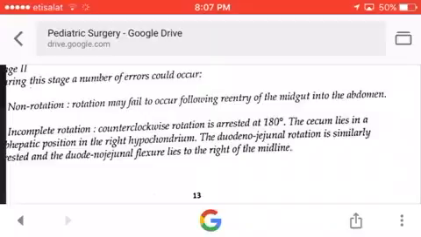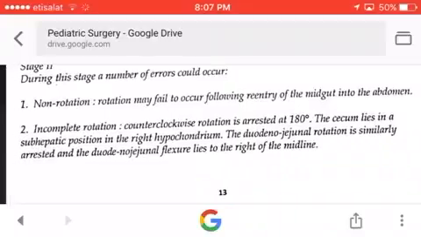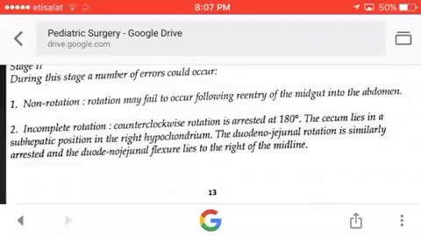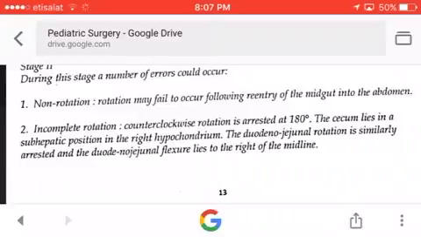Incomplete rotation, in which the counterclockwise rotation is arrested at 180 degrees. The cecum lies in the subhepatic position in the right hypochondrium. The duodenojejunal rotation is similarly arrested, and the duodenojejunal flexure lies to the right of the midline.